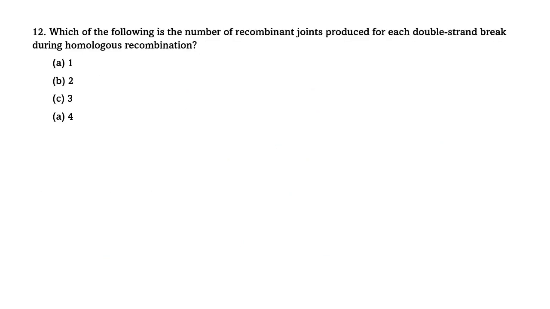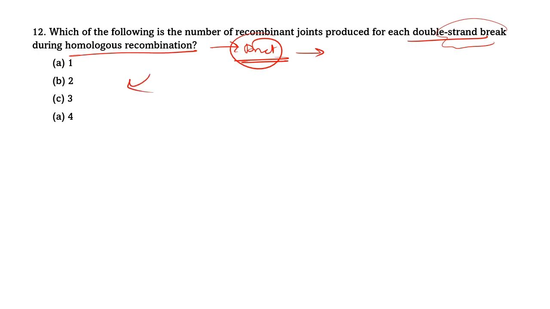Next one. Which of the following is the number of recombinant joints produced by each double strand break during homologous recombination? This is a direct conceptual question, which I have discussed in the class also. I hope you might have also read this in the BDC, so you will be able to answer this question. Let me know the answer for this question in the comments. I will be seeing how many comments I get.